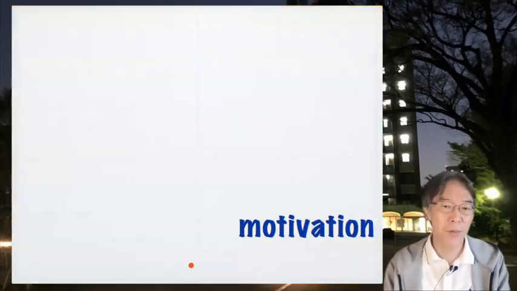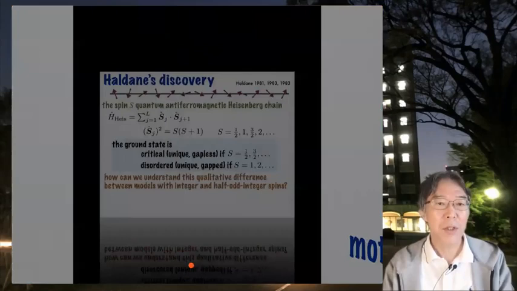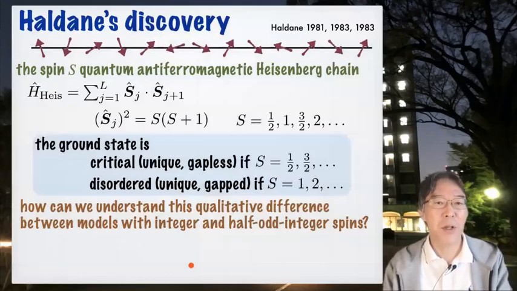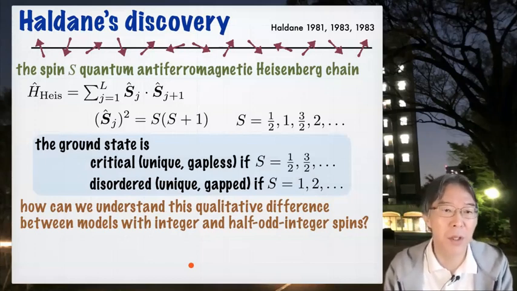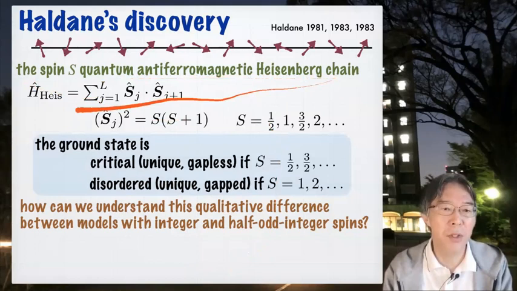So I start from motivation. Let's go back to the very famous discovery by Haldane, which brought him the Nobel Prize, probably the 2016 Nobel Prize in Physics. So let's take a look at the spin S quantum antiferromagnetic Heisenberg chain with this Hamiltonian.